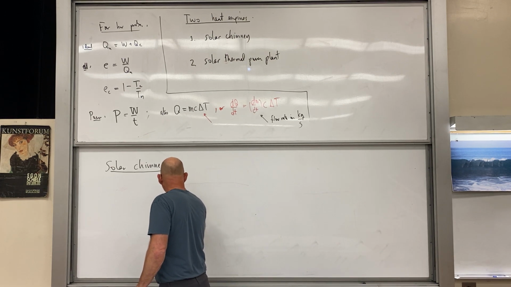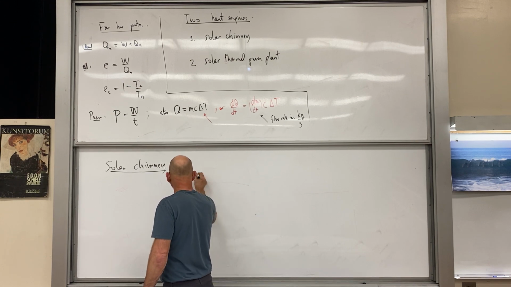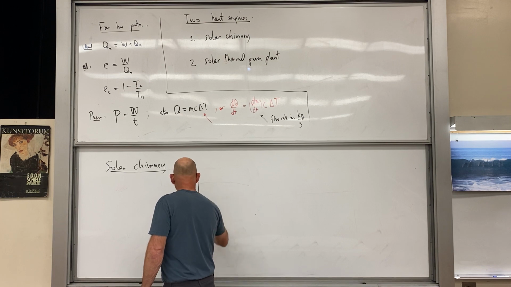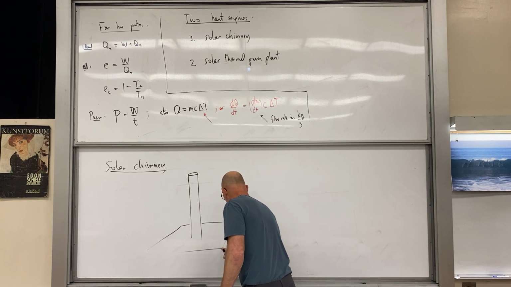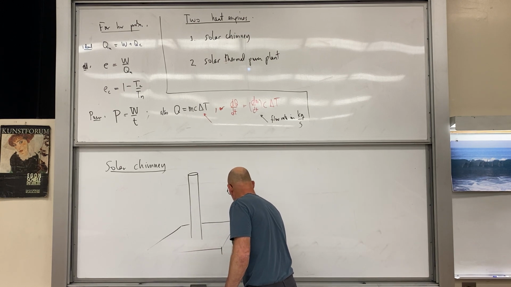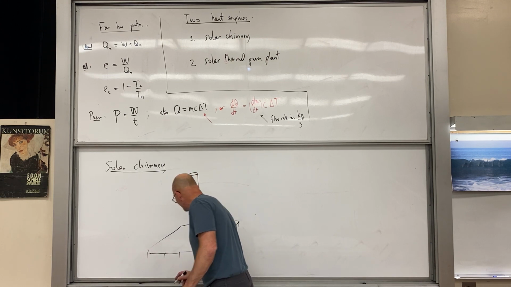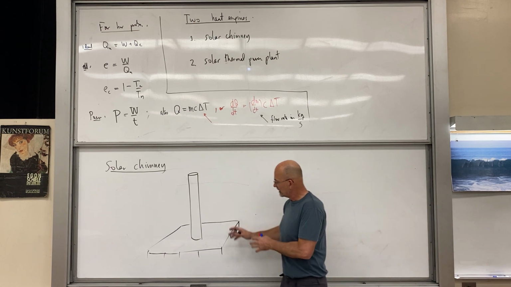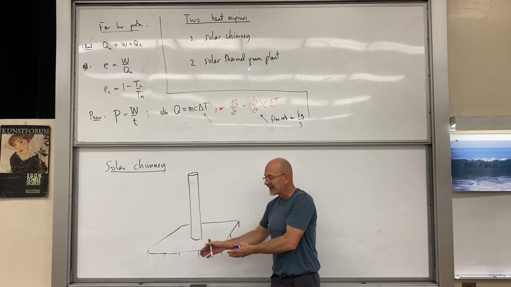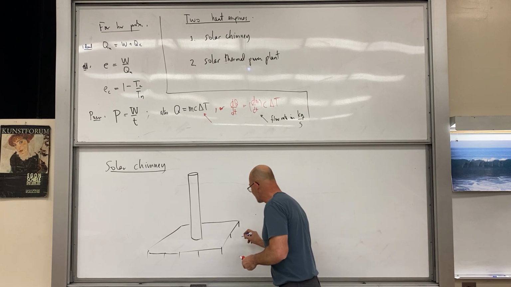What you have is a very tall chimney, and there is a canopy, and I'll just say it's open to airflow. So this canopy is at ground level, and this chimney pierces or is connected to the air underneath the canopy. So it's open to the air right here.